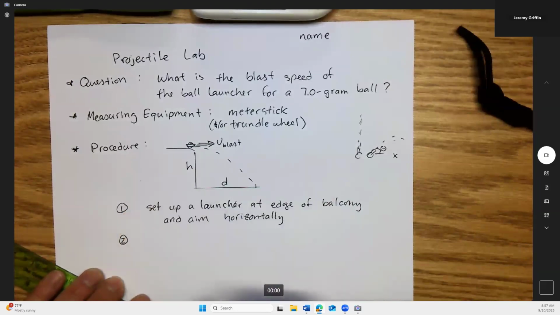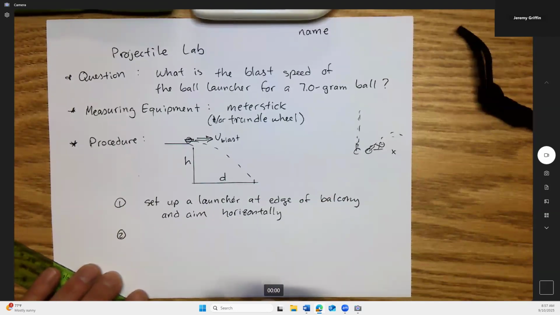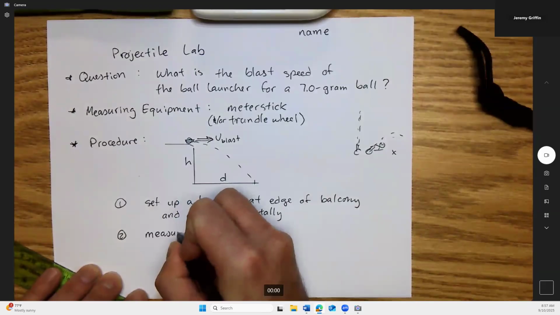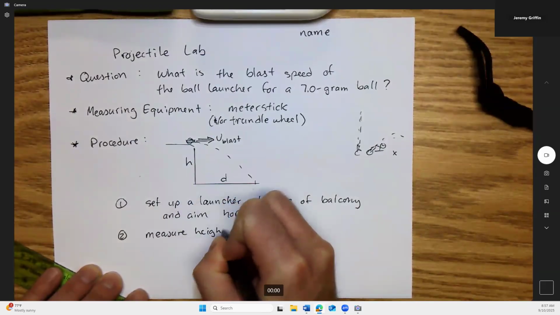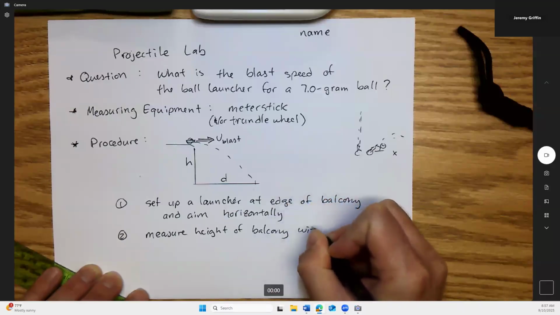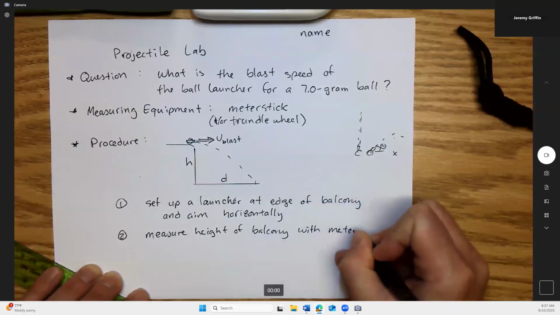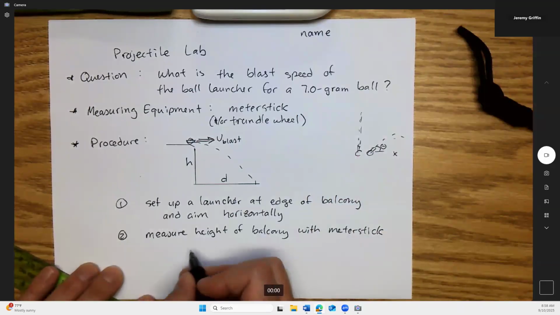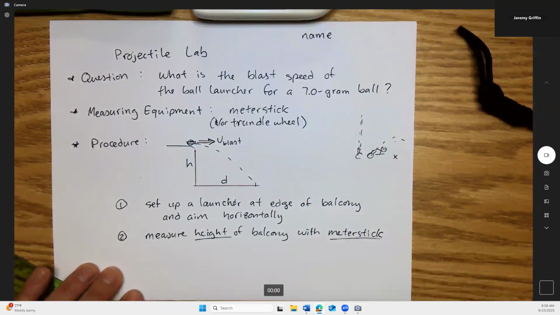Step 2. What do you guys think would be a good step? There you go. Yeah, I like that. That's exactly what I was looking for. Measure height of balcony with meter stick. If I'm imagining an AP grader grading like 700 of these, he's got this checklist. I might write height, meter stick, and underline it, so it really stands out. Then they definitely got that point. Height, meter stick.